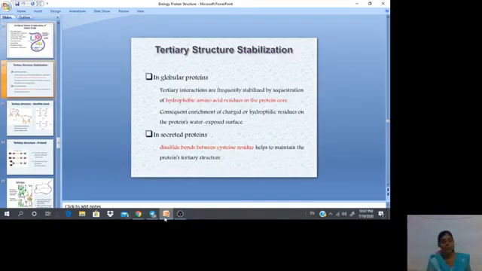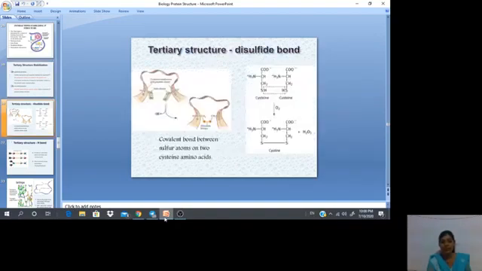For example, in globular protein, tertiary interactions are frequently stabilized by sequestration of hydrophobic amino acid residues in the protein core, with consequent enrichment of charged or hydrophilic residues on the protein's water exposed surface. In secreted protein, disulfide bonds between cysteine residues help to maintain the protein tertiary structure. These are examples of tertiary structure disulfide bonds.